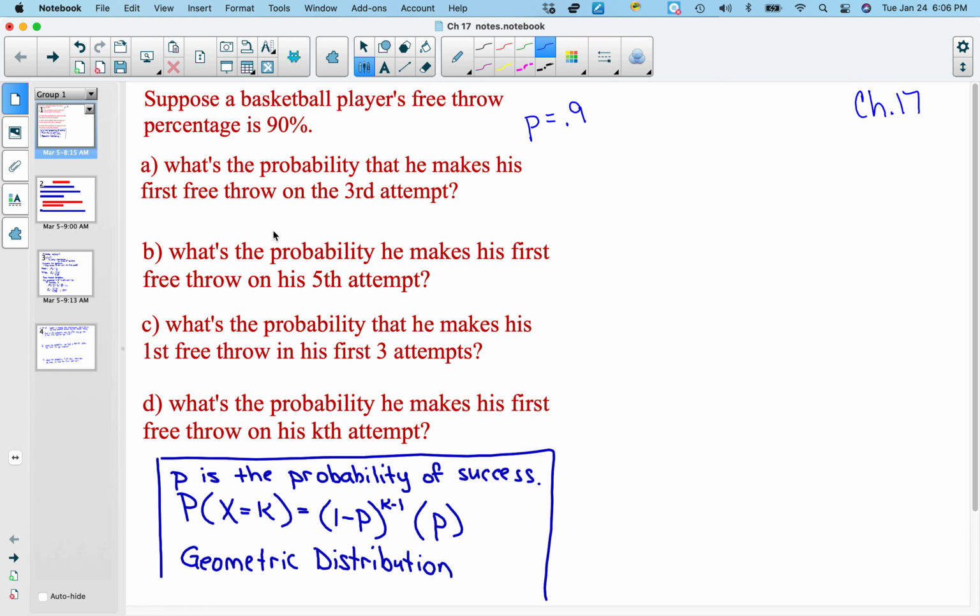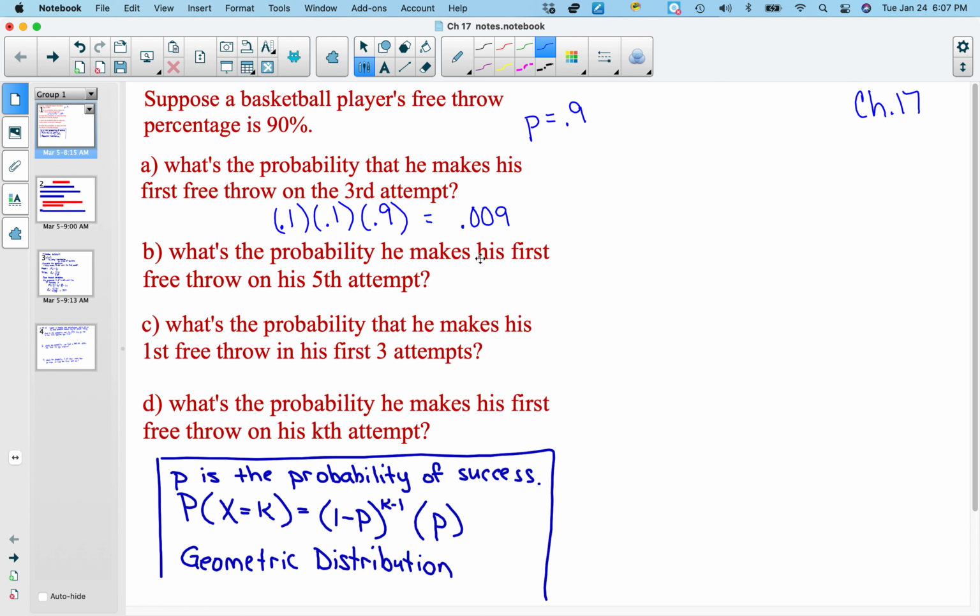So the probability that he makes his first free throw on the third attempt. If you think about what that would mean, that means he misses the first one. Well, the probability of missing the first one is 0.1. He misses the second one, and he makes the third one. So you can do a problem like this intuitively. If you multiply these, I'm assuming that each trial is independent. So 0.1 times 0.1 times 0.9, well, 9 times 1 times 1 is 9. You've got 3 decimal places, so you're going to end up with 0.009. So that would be the probability that the first free throw is on the third attempt.